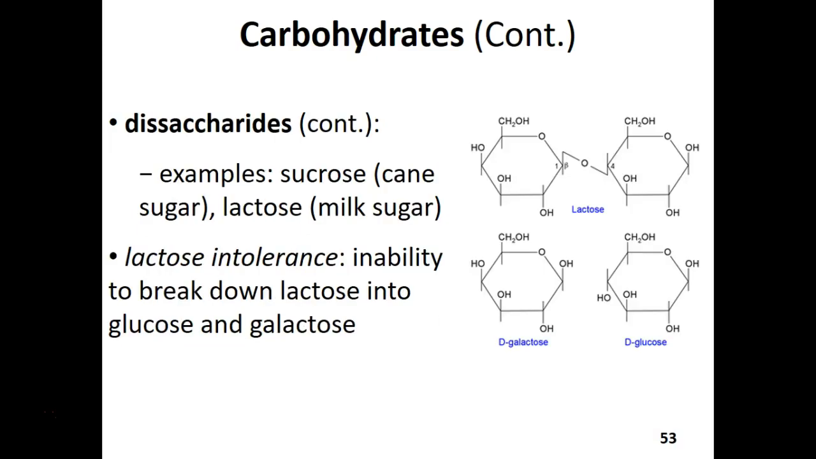The disaccharides that we often talk about are sucrose, which is the sugar that we use in our cooking, lactose, which is made up of glucose and galactose, and maltose, which is glucose and glucose, and that is cane sugar. So lactose intolerance is the inability to break down lactose back into its glucose and galactose monomers. And you've all heard of people who are lactose intolerant. They don't have an enzyme that functions properly.